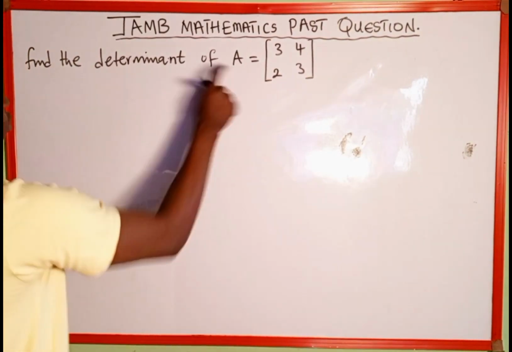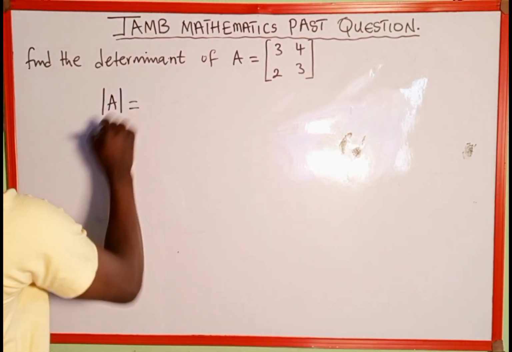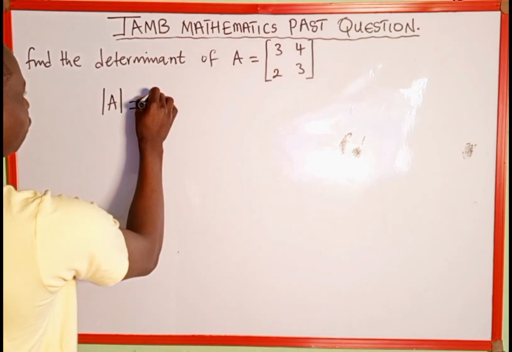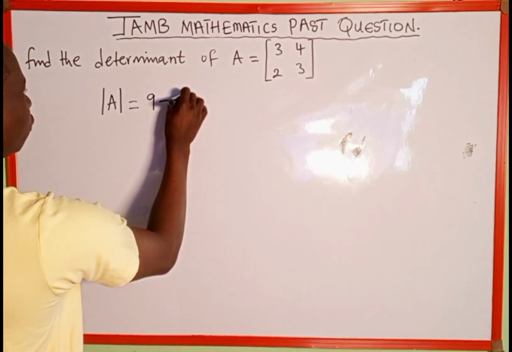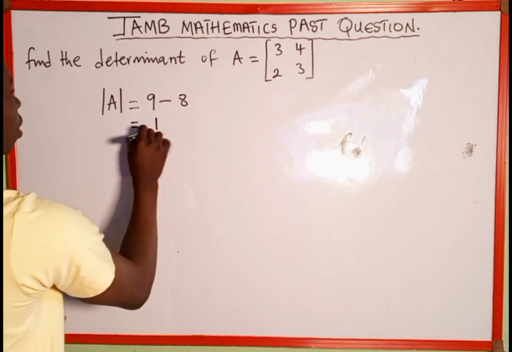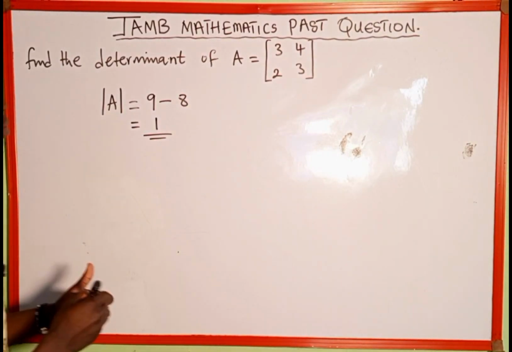To find the determinant of A, so the determinant is denoted as det of A, which is equal to, we're going to cross multiply. 3 multiplied by 3 is going to give us 9, minus 2 multiplied by 4 is going to give us 8. So this is going to be what? 9 minus 8 is the same as 1. So the determinant of this matrix A is equal to 1. So this is just a bonus question.